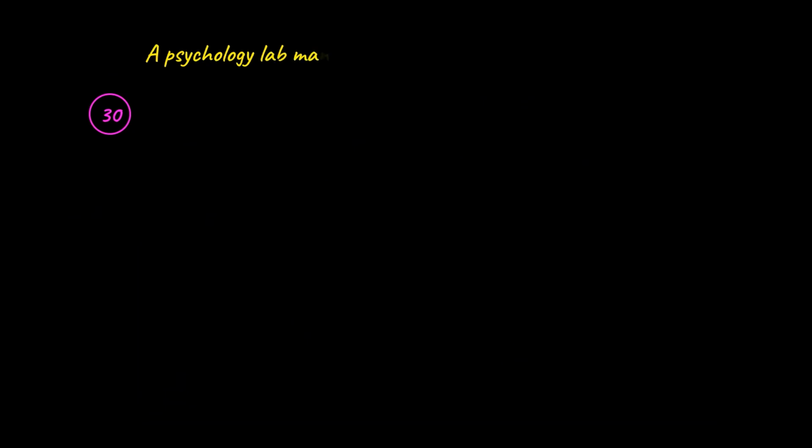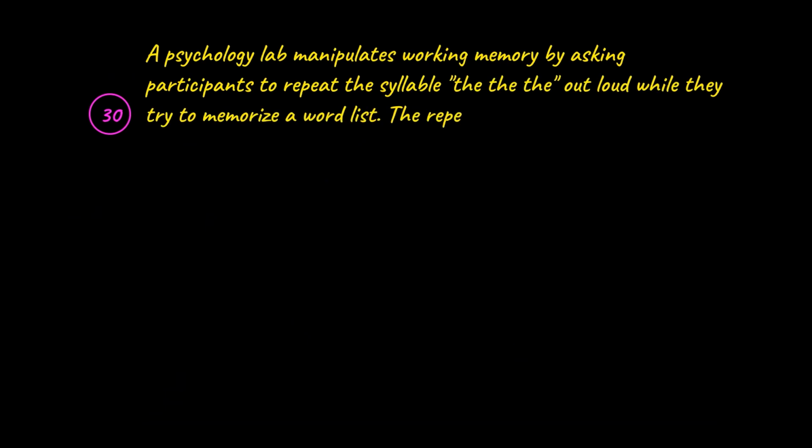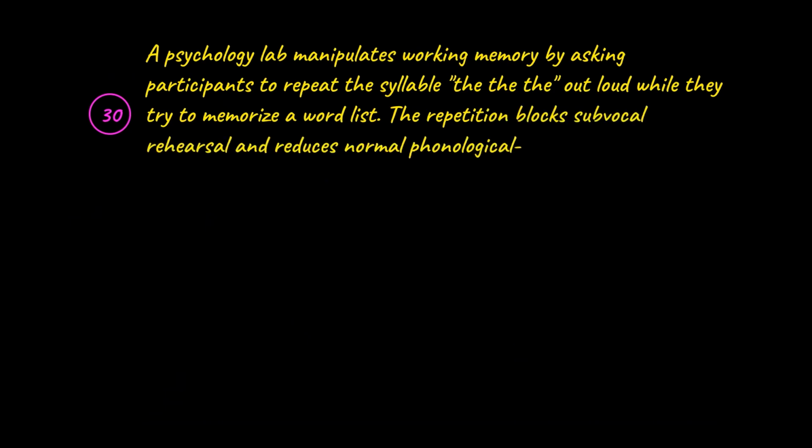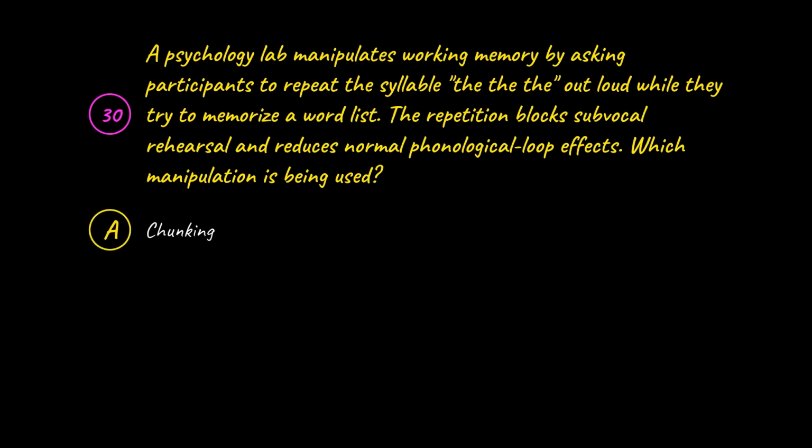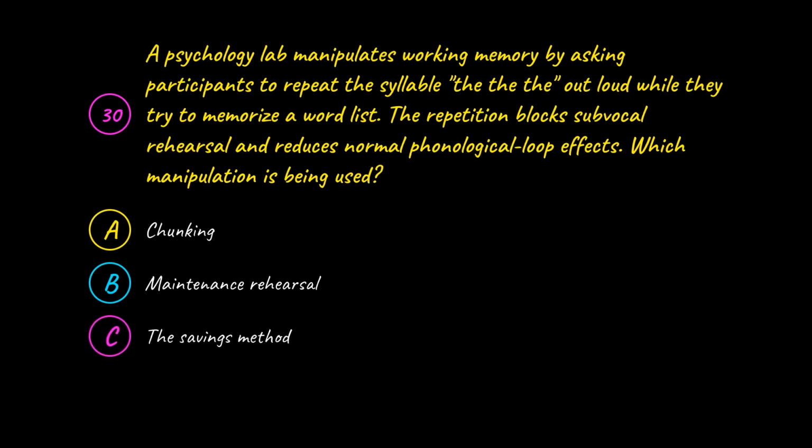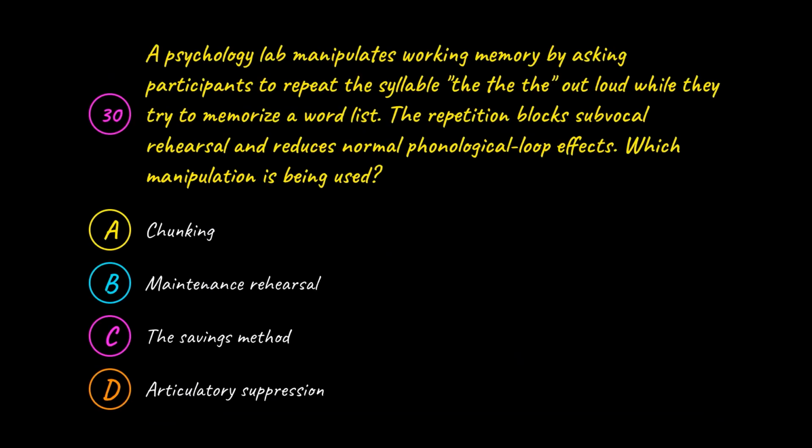Question 30. A psychology lab manipulates working memory by asking participants to repeat the syllable "the" out loud while they try to memorize a word list. The repetition blocks subvocal rehearsal and reduces normal phonological loop effects. Which manipulation is being used? Your options are A. Chunking, B. Maintenance rehearsal, C. The savings method, D. Articulatory suppression. Which would you go with? Lock it in before the reveal.